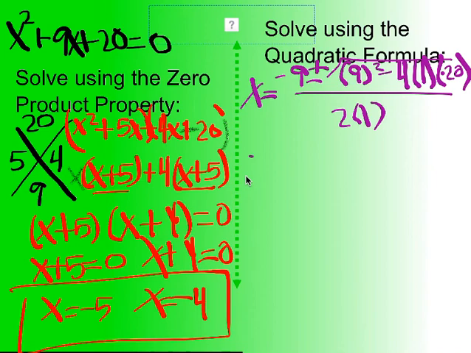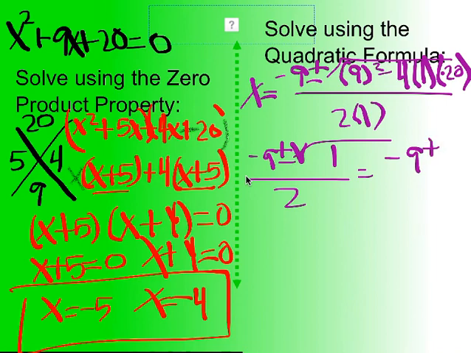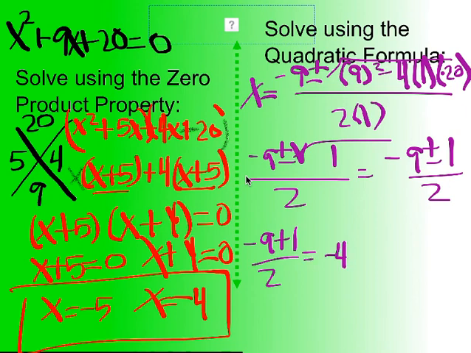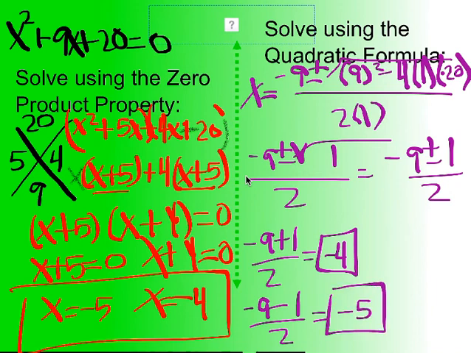Okay, so then I'm going to get negative 9 plus or minus the square root of 9 squared minus 4 times 1 times 20, which should be a positive 20. Well, that's going to end up just giving us 1 over 2. So really, this is just going to be negative 9 plus or minus 1 over 2. So now I need to do my two versions. Negative 9 plus 1 is negative 8, divided by 2, so I'm going to get negative 4. That's one of my answers. And then I'm going to do negative 9 minus 1 divided by 2, and that's going to give me negative 5. Okay, so again, I ended up getting the same answer.